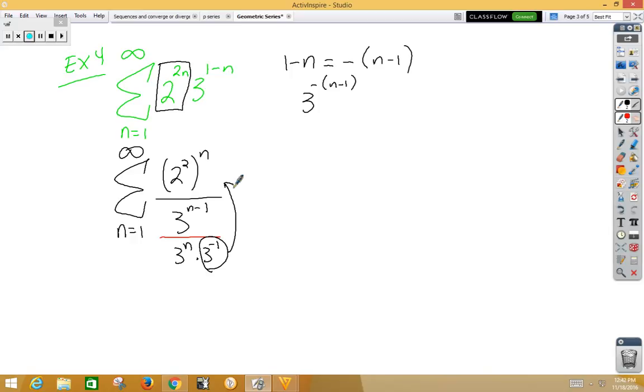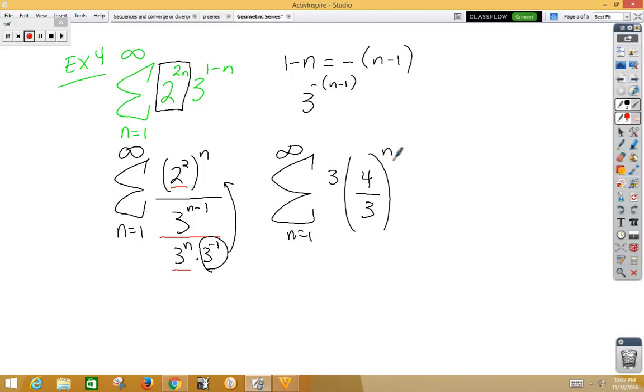So now let's rewrite that as the sum from 1 to infinity. I've got a 3 on the outside. On the inside now I've got 2 squared, which is 4. I've got 3 on the bottom to the n power. Well, if we stare at that, notice now that r is 4/3. That's greater than 1. This thing diverges.